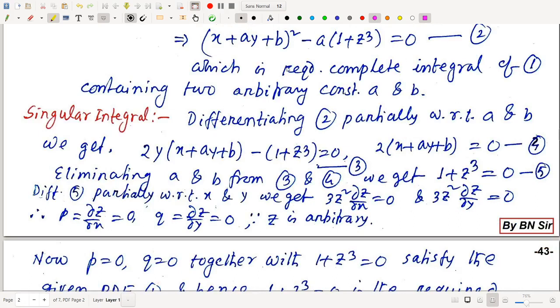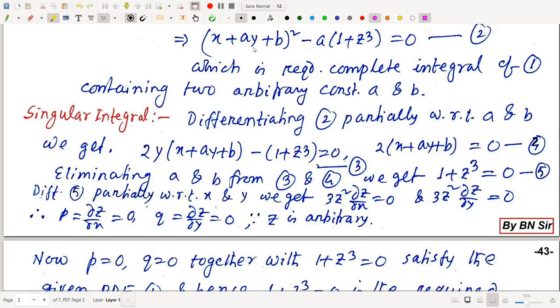Differentiating this number 2, the complete integral, partially with respect to a and with respect to b. It is in the theory. How to find the singular integral or singular solution? We have to differentiate with respect to the arbitrary constants, meaning this expression we are considering as a function of a and b. x, y, z will be constant when we differentiate with respect to a and with respect to b.